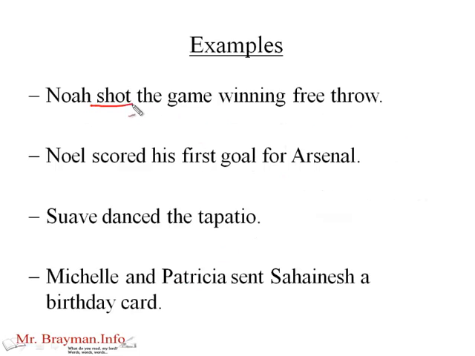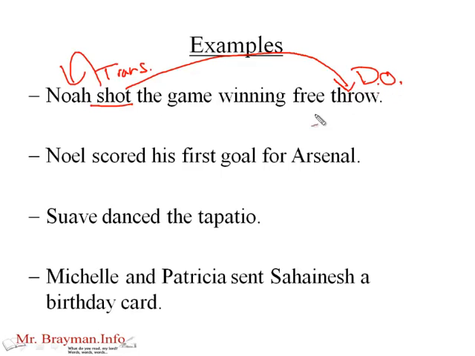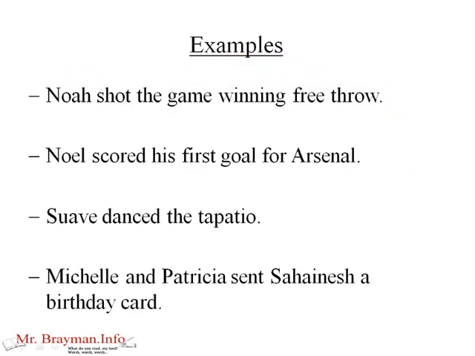Where's my predicate? There it is. It's a transitive verb. Who did it? Noah did it. What did he do? He shot the game-winning free throw. Wow. Here's the direct object. Was the throw. All these other things modify throw. All of them. Okay, now we could call free throw a single thing. Or we could say free is modifying throw. We could debate on that one. But Noah shot throw or Noah shot free throw, that's the way that sentence is put together.